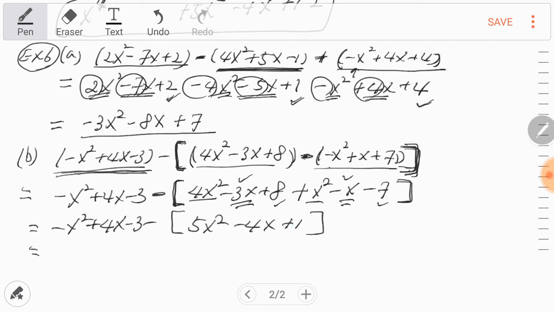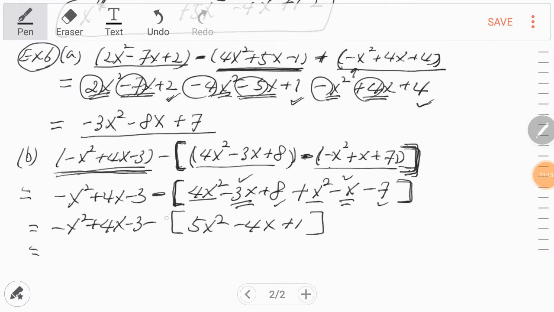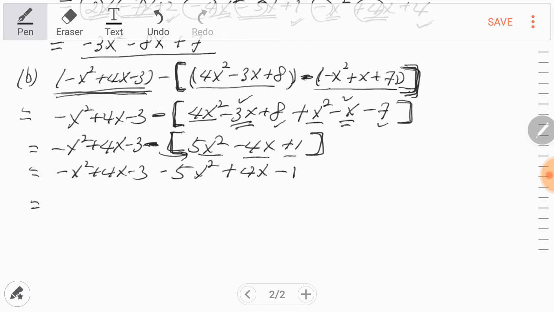Okay, next step is simply get rid of this bracket. Okay, get rid of that. And this bracket is multiplied by minus, negative, so change the sign of each term in the bracket. So minus 5x squared plus 4x minus 1. And finally, combine the like terms.